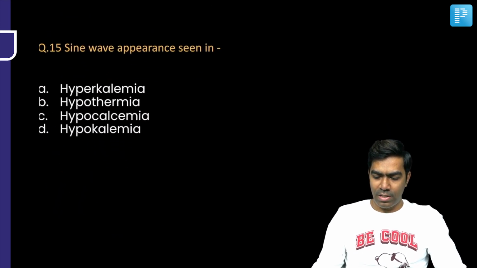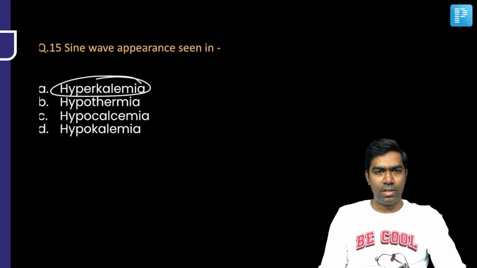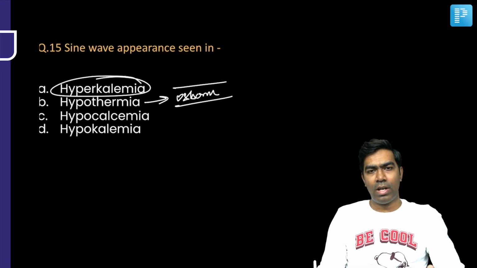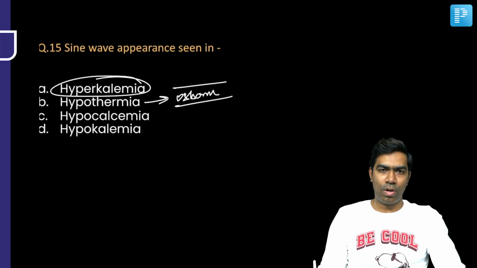And sine wave appearance is seen in patients with hyperkalemia. This is a no-brainer at SS level. I don't think there is any further discussion that is required. Hypothermia will produce Osborn waves, which is a form of prominent J waves only. And patients can have associated bradycardia, QT prolongation, and ST elevation or J point elevation.